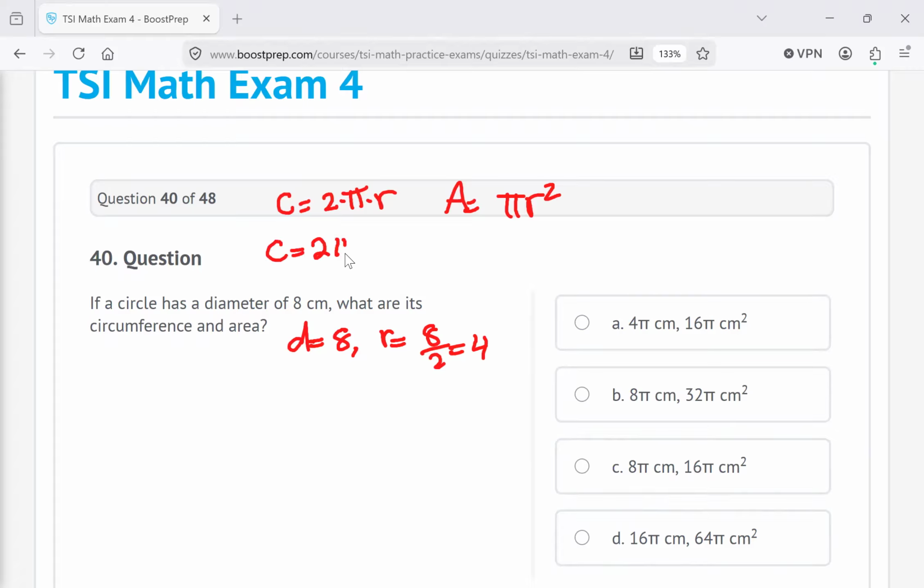So it's 2 times pi times 4. That's going to be 8 pi. And then the area is pi, and then my radius is 4 squared. That's going to be 16 pi. So it's 8 pi and 16 pi.